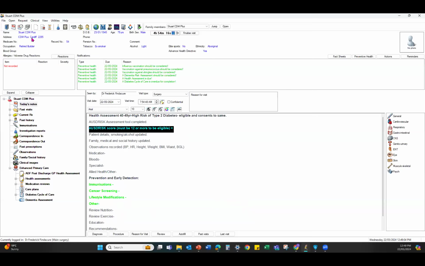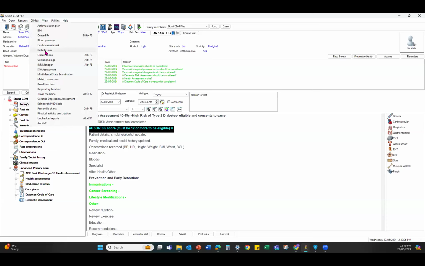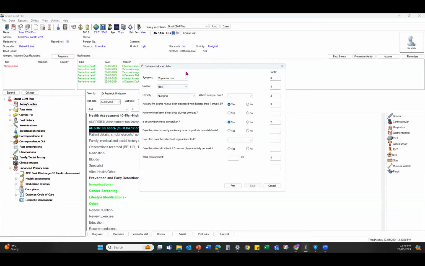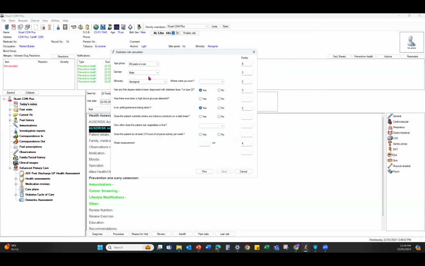Now, I just want to show you the Ausrisk tool and where all the other screening tools live in best practice. So up in clinical, you can see we've got diabetes risk, we've got the previous cardiovascular risk calculator there, not the updated one, but you can see there's K10, we've got the mini mental, we've got the geriatric depression screening as well. So you can go in and use these separately, depending on the health assessment that you're doing. So for this one, obviously, before we start this health assessment, we're actually meant to have done the Ausrisk tool.